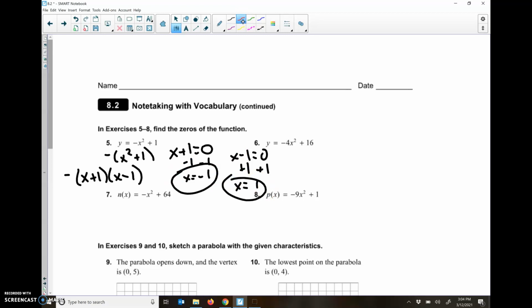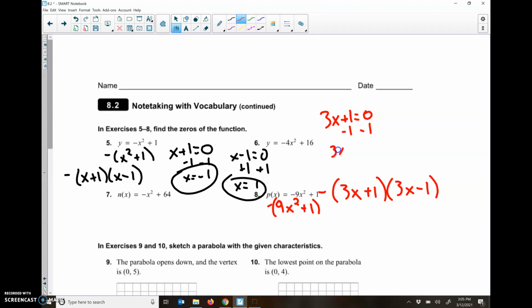And then if I look at number 8, so negative 9x plus 1. So again, I'm going to factor out a negative there. Okay, and so the way I'm going to get to 9 is 3x plus 1 and 3x minus 1. And same thing, we're going to set that equal to 0. So 3x plus 1 equals 0. So subtract 1. So 3x equals negative 1. And then divide both sides by 3. So one answer is negative 1/3.